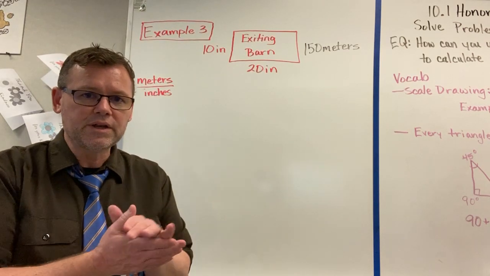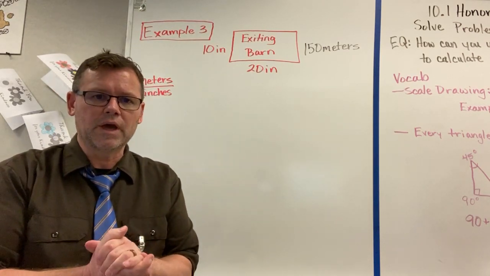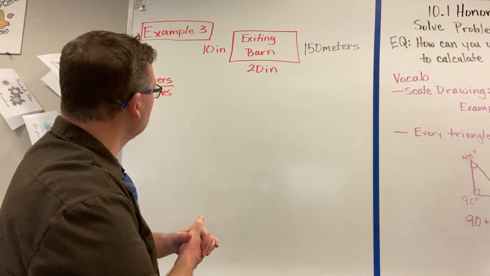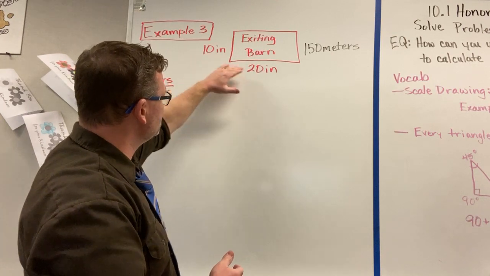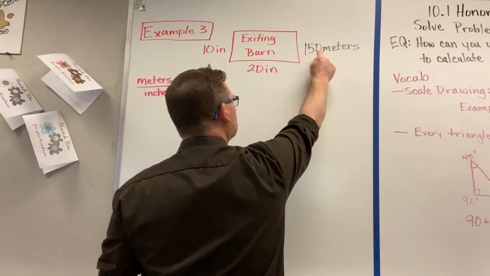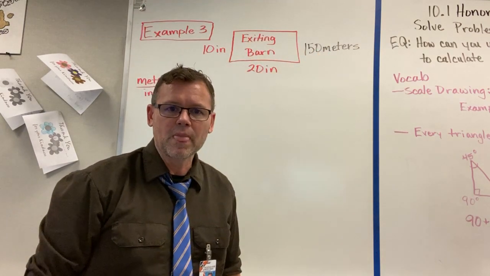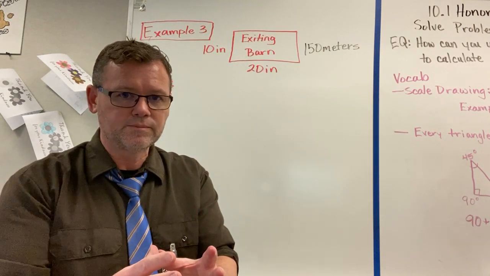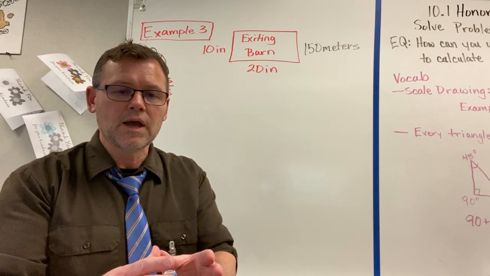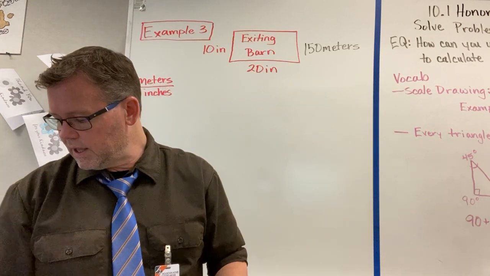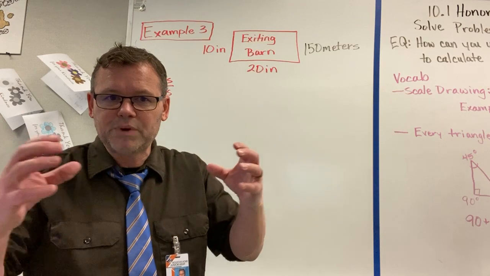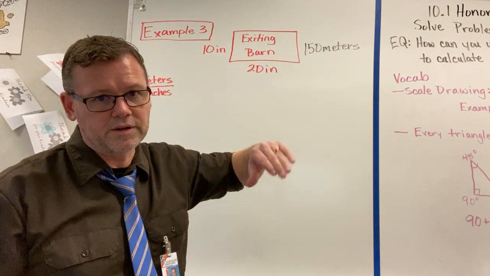Now in example 3, they were talking about a barn, and they had blueprints for the barn. And what they show up here is that in the blueprint it's 10 inches by 20 inches. And then this shows that this side, the 10 inches, would be 150 meters. But what they want to do is downscale that barn to 2/3 of the size, and then find out how much bigger the original is than the blueprint.